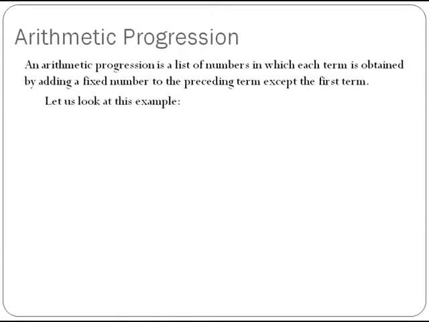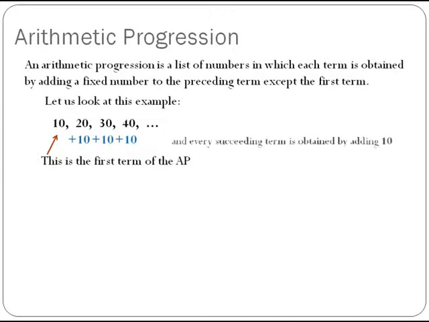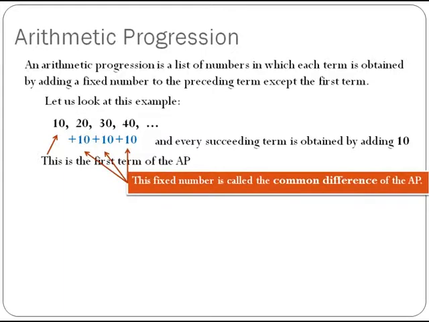Let us look at this example. 10, 20, 30, 40 and so on. 10 is the first term of this AP here and we get the next terms by adding 10 to every preceding term. This fixed number is called the common difference of the AP. For this AP, the fixed number is 10.